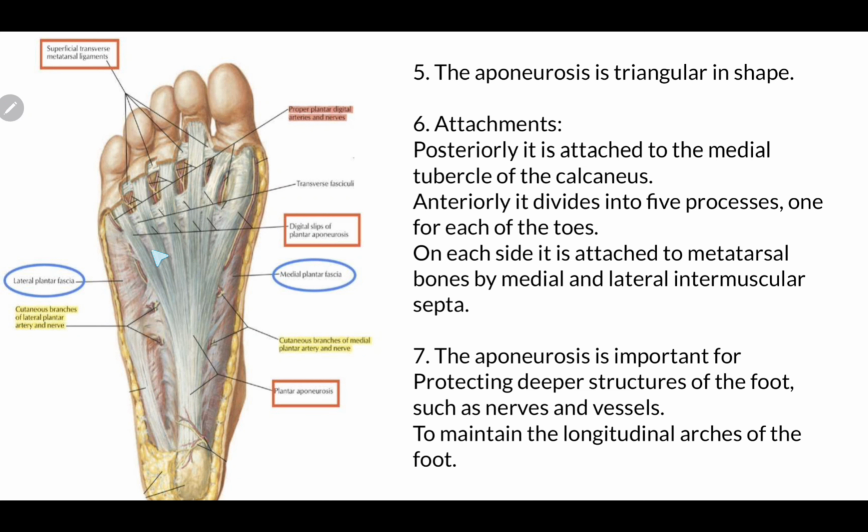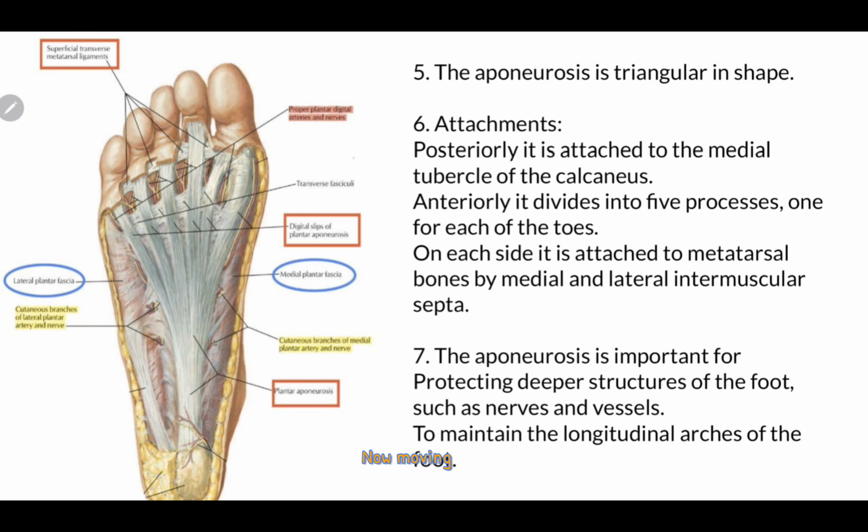Anteriorly what happens? It divides into 5 processes, one for each toe. Okay, so for each toe it divides into 5 processes. On each side, what is happening? It is attached to the metatarsal bones by medial and lateral intermuscular septa. We can't see it here, it is a bit deep, but just know it. On each side it is attached to metatarsal bones by medial and lateral intermuscular septa.